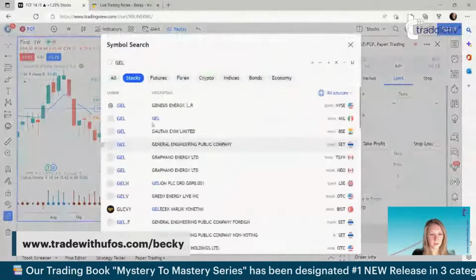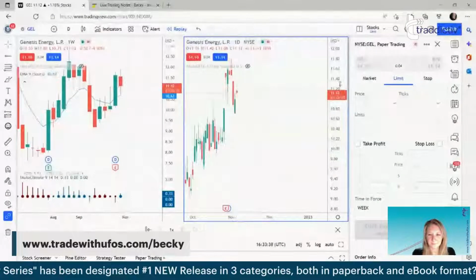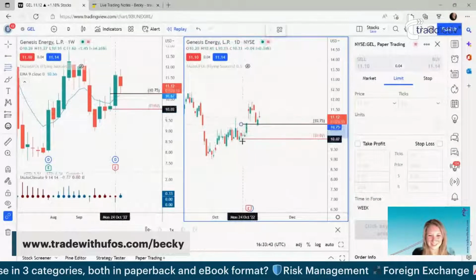Gel. My auntie is called Gel. We call her Gel. So just thinking of her as I place this trade.